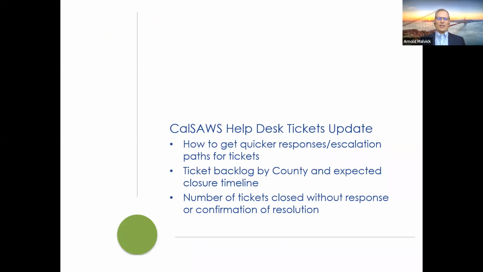And so the first thing, the question was how to get quicker responses and escalation paths for tickets. And the key is to use, there's a couple of functions. One is you can directly call the service desk, either the county or the project, region managers as well. So there's a natural way of, if you're not seeing responsiveness on those tickets, that's the natural course for escalation. On the ticket backlog by county and expected closure timeline, the team has produced a draft report, sending it out to the region managers. So they should be receiving that in the next couple of business days, and we will refine that based upon their input.